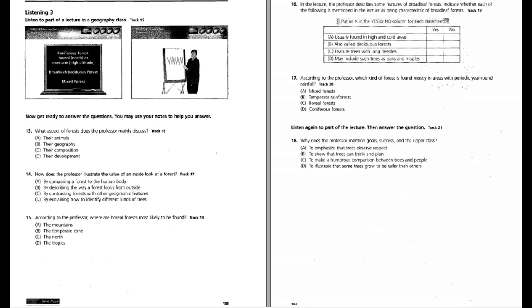Listen to part of a lecture in a geography class. Today we're going to move away from our study of deserts to what some would consider their opposites. This would be, of course, forests. What is a forest exactly? The answer depends on your position. If you're standing outside a forest looking at it, you can simply say that it is an area of land covered mostly with trees. This is correct as far as it goes.